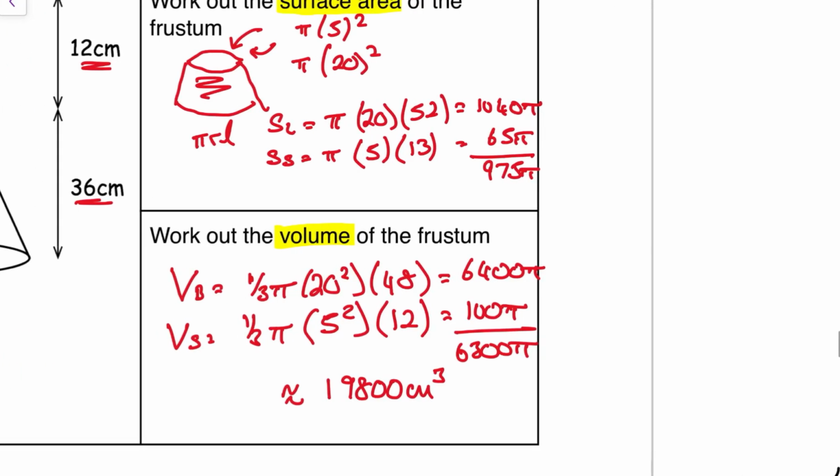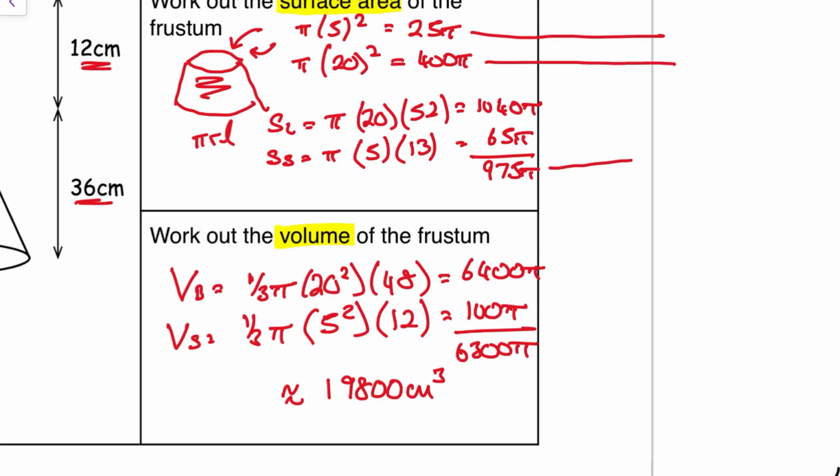And then I need to add all these things together. So that's 25 pi. This one's going to be 400 pi. And then I need to add all these three things together: the circle at the top, the circle at the bottom, and the curved surface. And that's going to give me 975 plus 400 plus 25, which is 1400 pi, which is approximately equal to 4398.229. And again, I'm going to call that 4400 centimeters squared.